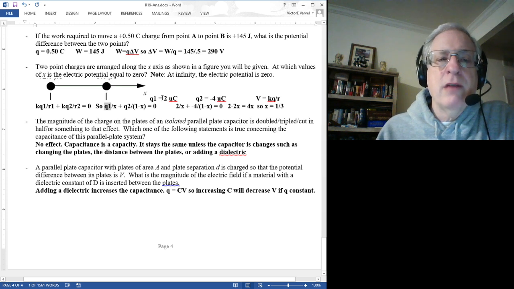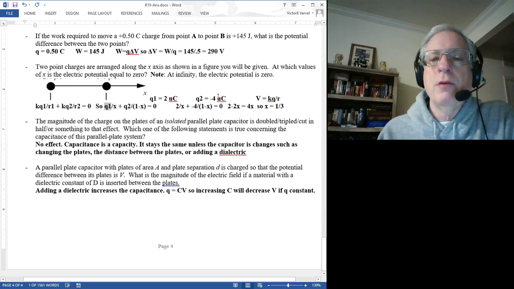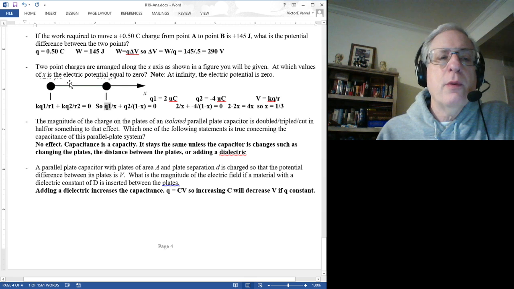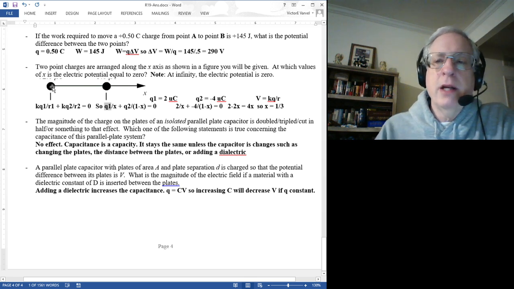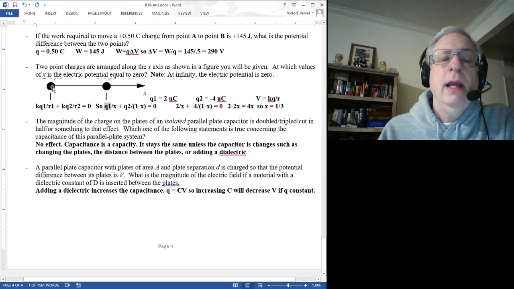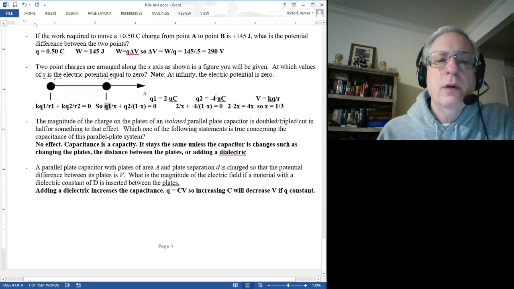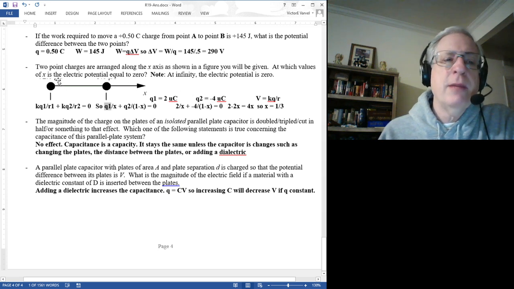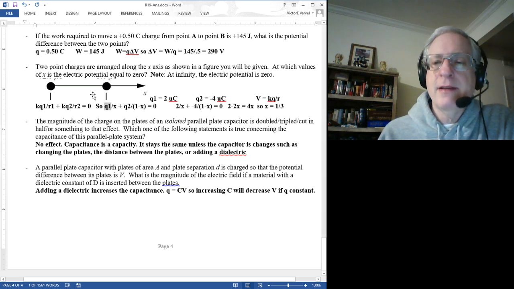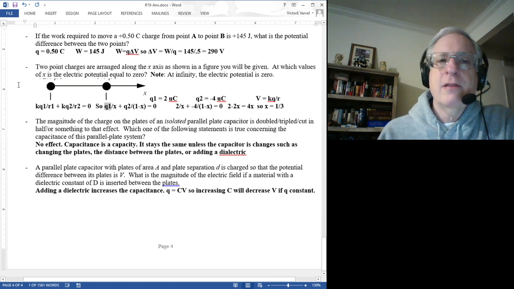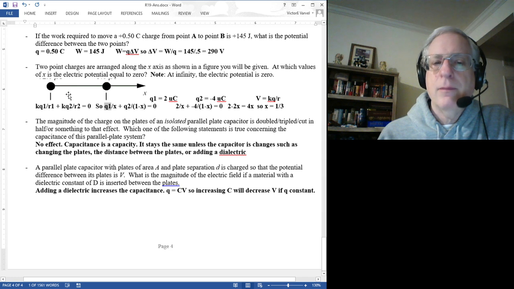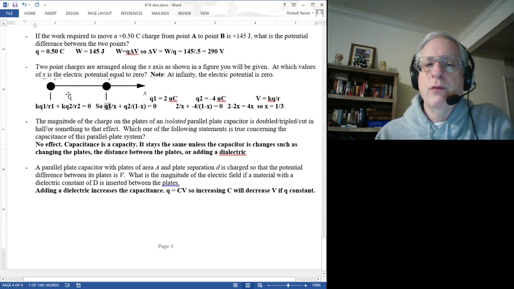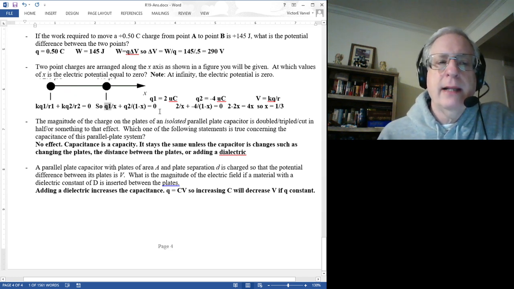Which makes sense because this is a 1-to-2 ratio. 1 plus 2 is 3. So 1/3 of the way should be from the 2 microcoulomb because it's the lower charge, so I need to be closer to it. And it's a direct relationship. So if it's a 1-to-2 relationship in the charge, it has to be a 1-to-2 relationship in the distance. So I divide the distance by 3. I go 1 from this point and 2 from that point. So you could do this conceptually is what I'm trying to say, as well as mathematically.